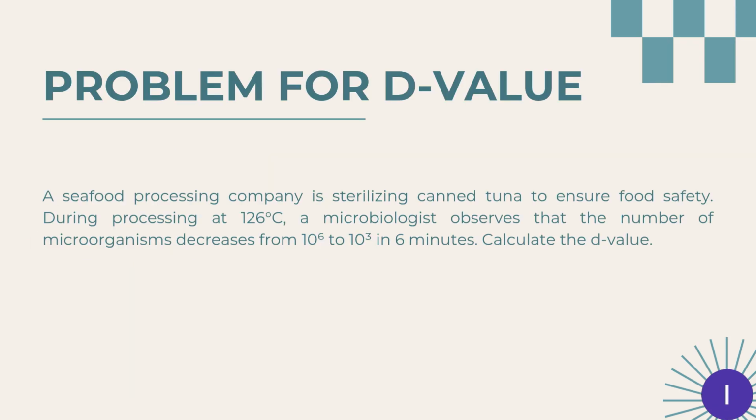So now let's move on to a sample problem focusing on the D value. In this scenario, a seafood processing company is sterilizing canned tuna to ensure food safety. During processing at 126 degrees Celsius, a microbiologist observes that the number of microorganisms decreases from 10 to the power of 6 to 10 to the power of 3 in 6 minutes. So the question is, how do we calculate the D value based on this information?